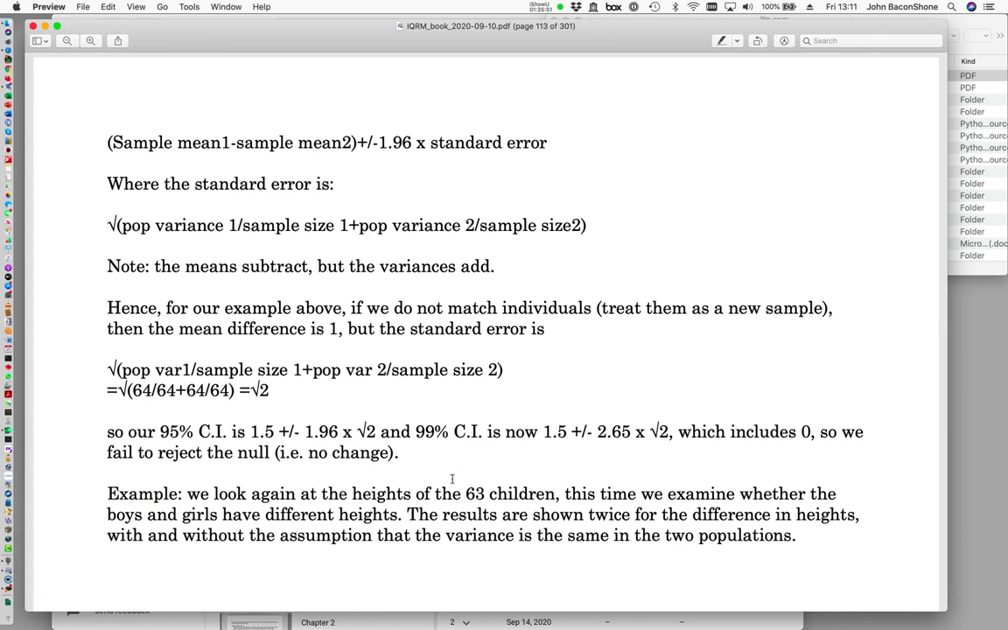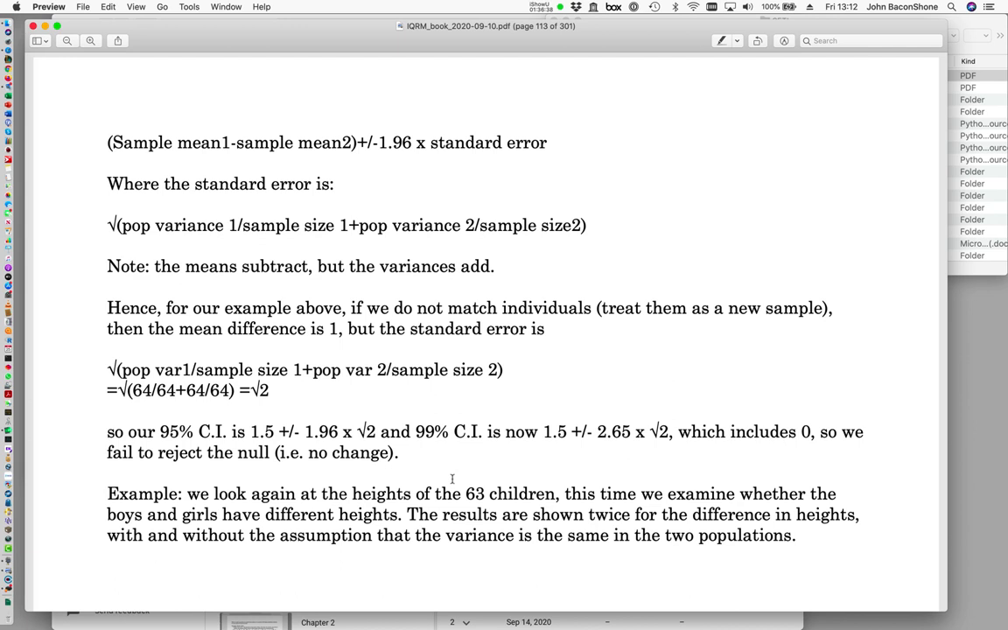So in the example I gave you up above, if I actually didn't have the same individuals measured twice and I couldn't match them, the problem would be that the standard error would be root 2. So my 95% confidence interval would be 1.5 plus or minus 1.96 times the square root of 2, which clearly includes 0. So I would fail to reject the null. In other words, if I was not matching my individuals before and after, it's not very likely that I would be able to detect that there had been a change of about 1 or 2 units in your scores after my exam.